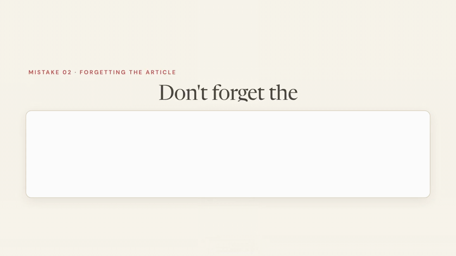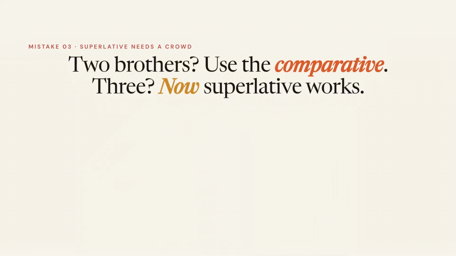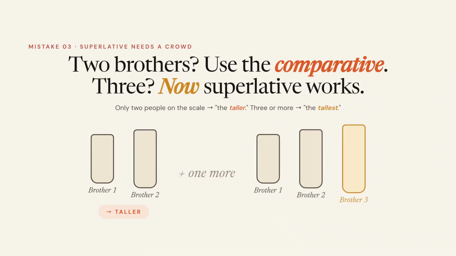Mistake 2. Forgetting the. We said it, but it matters so much I'm saying it again. The tallest, the best, the most expensive. Don't drop the. Mistake 3. Using a superlative for two things. This is a subtle one. If there are only two things, you use the comparative, not the superlative. Between two brothers, one is the taller, not the tallest. Tallest needs a comparison between three or more. If there are three brothers, we use the word tallest. This brother is the tallest.